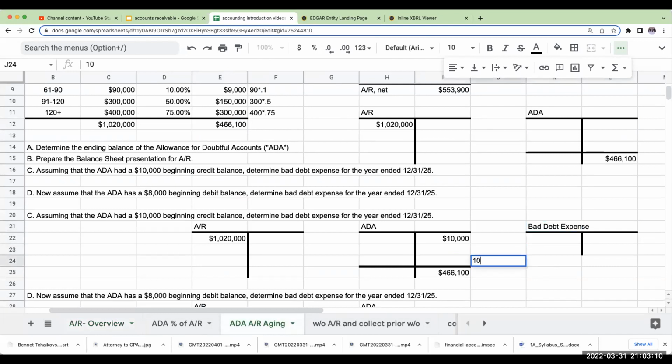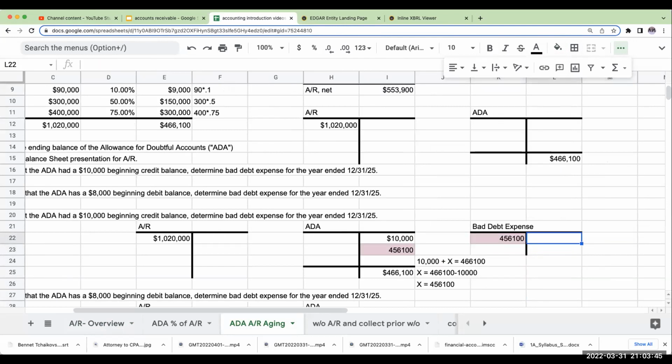Well, 10,000 plus X equals 466,100. X is going to be equal to 466,100 minus 10,000 if I'm isolating X. X is going to be equal to 456,100. And what I always want to do is check my work and make sure that things work. So I'm going to credit my allowance for doubtful accounts for 456,100. What I'm then going to do is debit bad debt expense for that exact same amount.